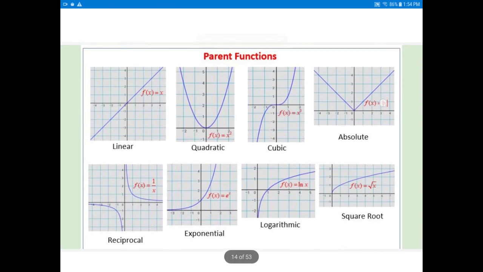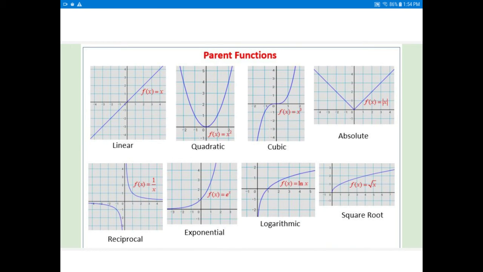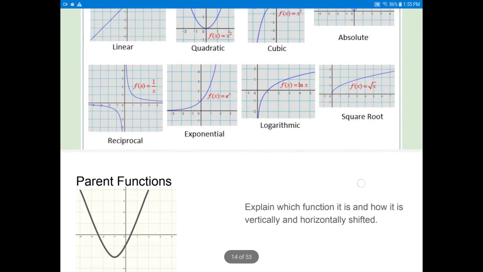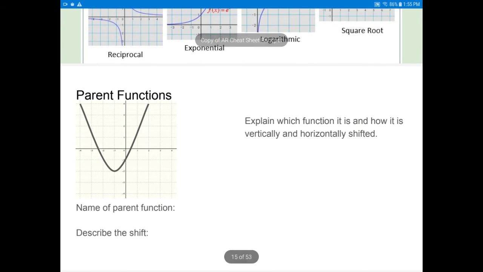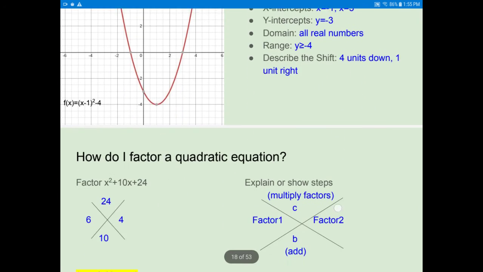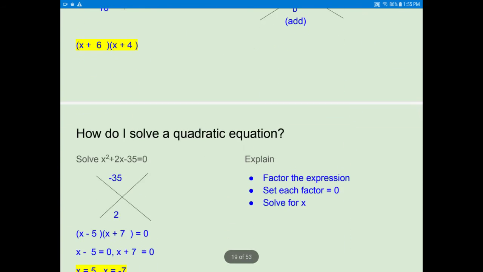Okay, so these are the parent functions. This is a green slide, don't have to do anything on it. So this one is quadratic, and it's shifted 1 to the left and 2 down. This one's already done for you, and this one's done for you. Factoring's done for you too.